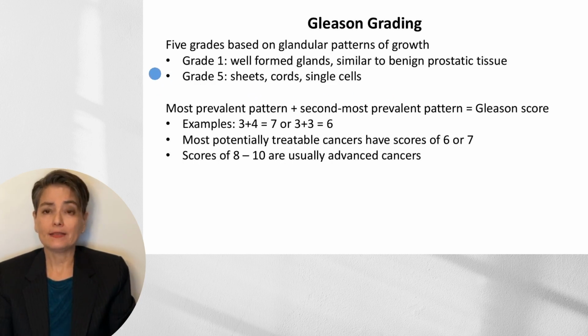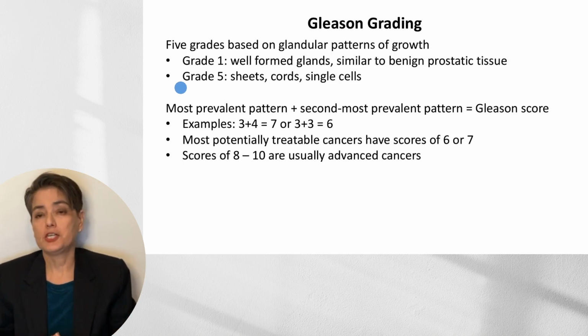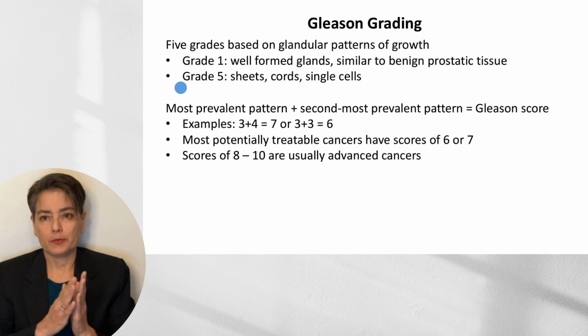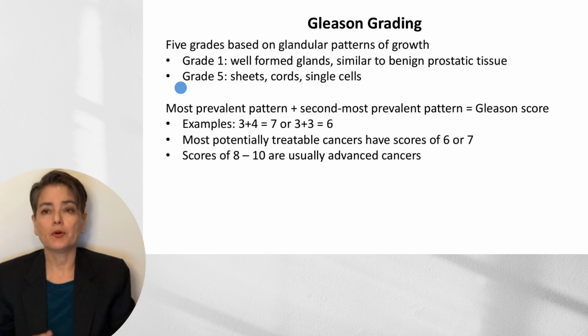Now, the way we grade this is also different from how we grade other tumors. Typically, we'll say, well, it's a well-differentiated squamous cell carcinoma of the lung. What we do in Gleason grading is we assign 2 grades. We look at the most prevalent pattern and give that as our first number, and the second most prevalent pattern is our second number. That makes our Gleason score. So for example, if our most common pattern is grade 3, and our second most common pattern, and it may be only a small part, is grade 4, we would call that a 3 plus 4 equals 7. If we have only one pattern present, then we will double it, so a 3 plus 3 equals 6.